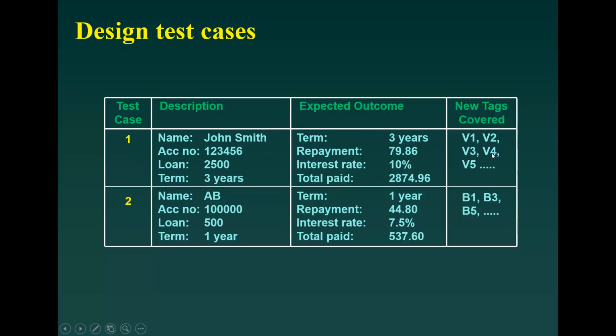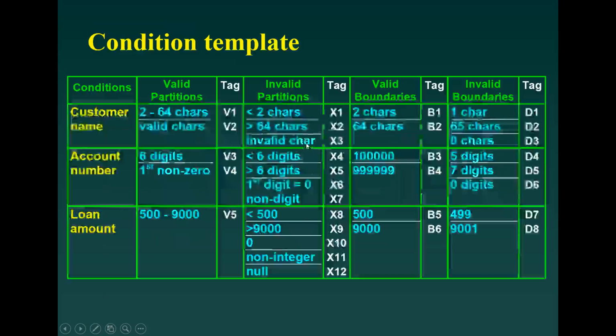So new tags, which are the tags that we have covered here? V1, V2, V3, V4, and V5. So these are the tags which are covered. Okay. So if I am talking about tags, you can see these are the tags which are covered as part of all the test cases. Okay. Customer name, account number, and loan amount.